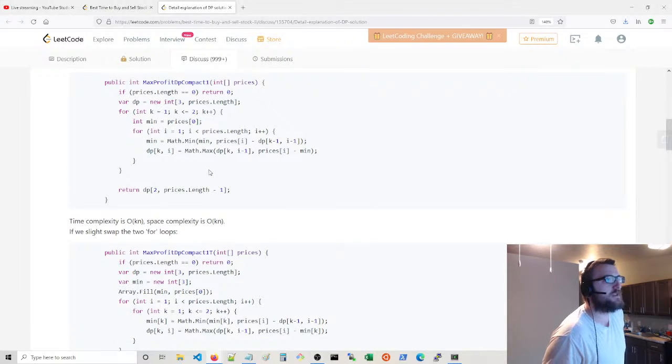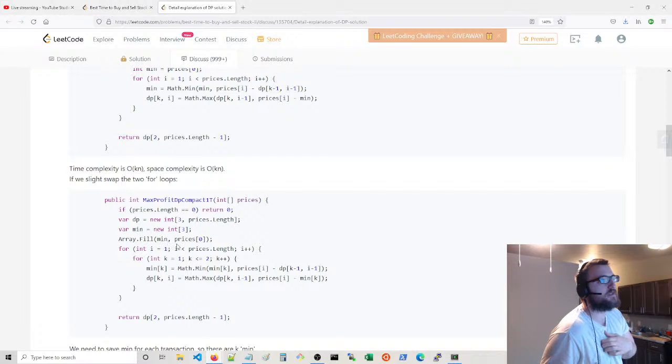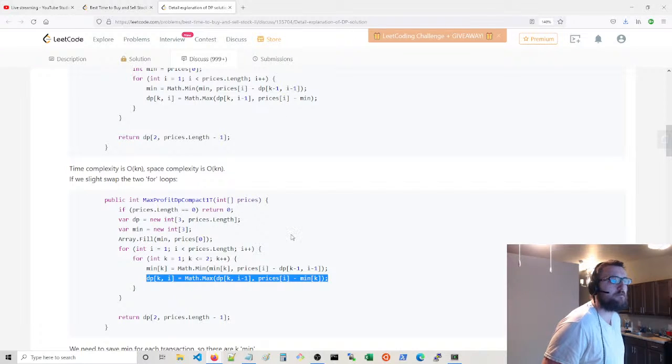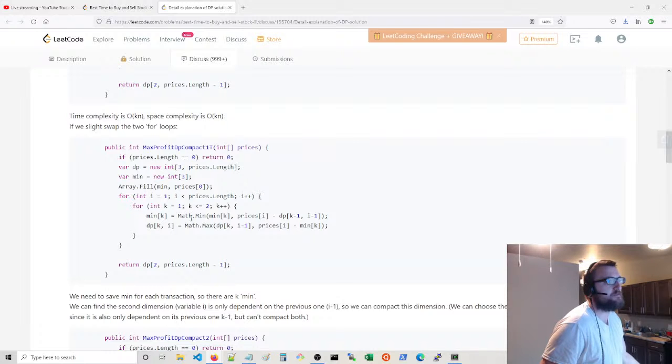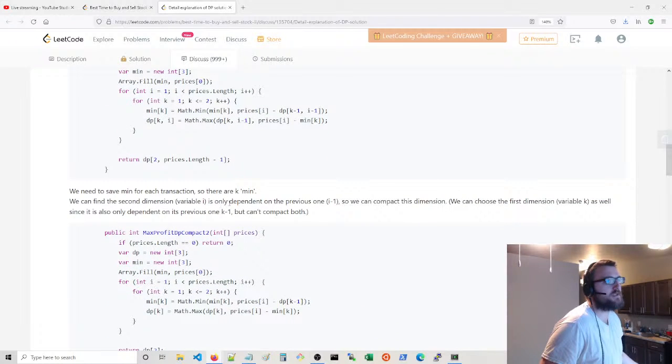Swap the loops. So we have an array, our DP, we have a minimum array now, and we have fill with the minimum price is 0, and we say, okay, min k is equal to this minimum. So we have these three different minimums for each DP. So it's sort of the same algorithm, but just slightly manipulated. So now we're looping over the values of k inside, with three different minimums now. Save min for each transaction, so they're k min.